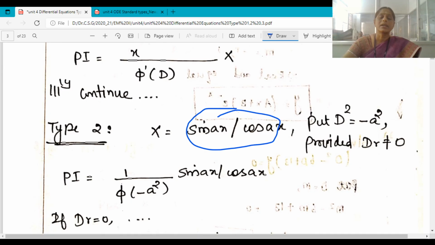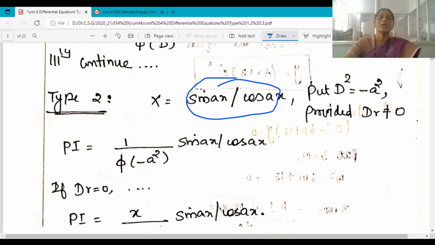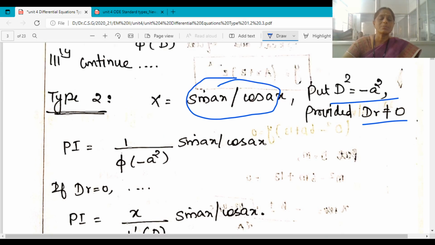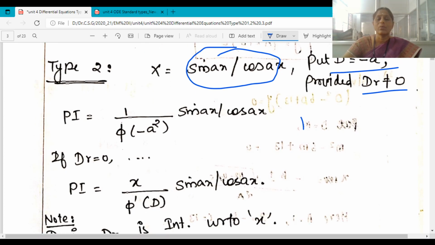Next is the trigonometric function, that is sin ax or cos ax. Here the particular integral is obtained by replacing D² equal to minus a². Here also, when you proceed like this, the denominator shouldn't be 0. So PI equals 1 by φ, where the substitution is only for D², not for D. If you have something like 1 by (D + 2)(D − 2), the linear terms come in order, but the substitution is for D².